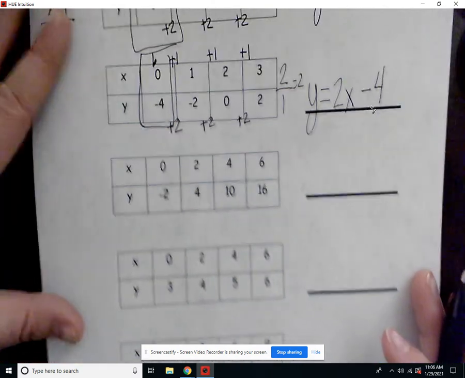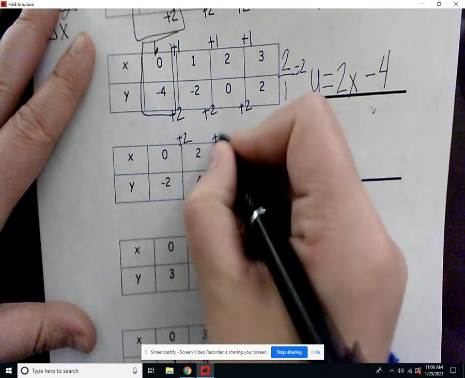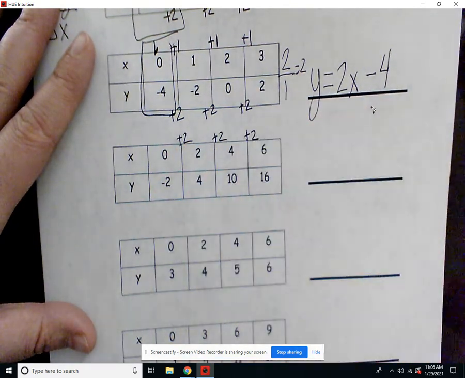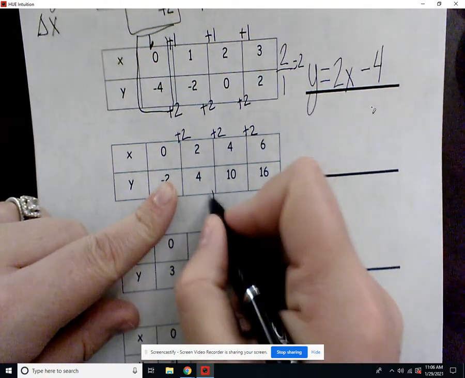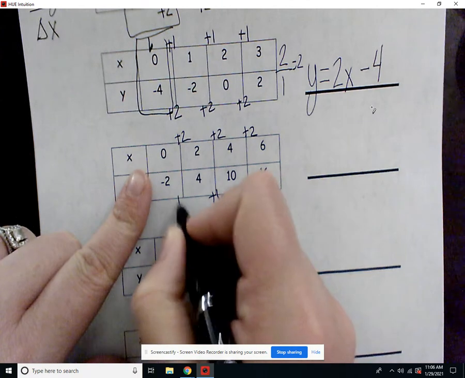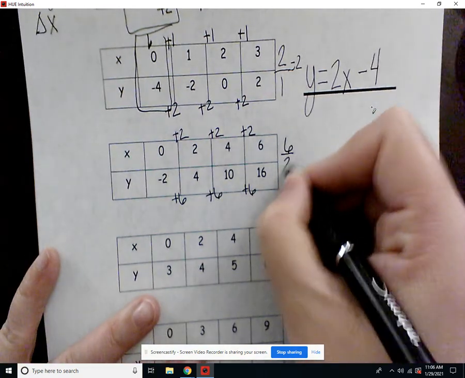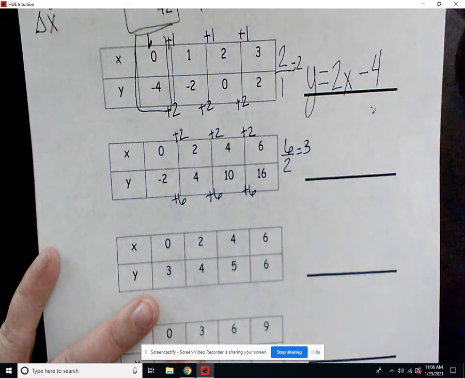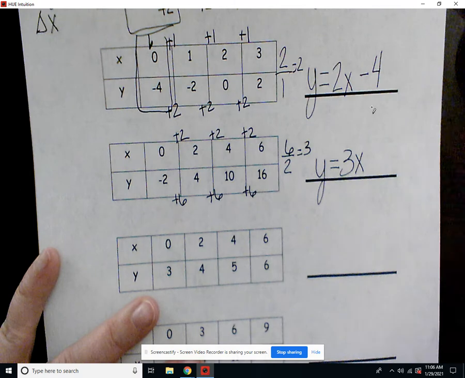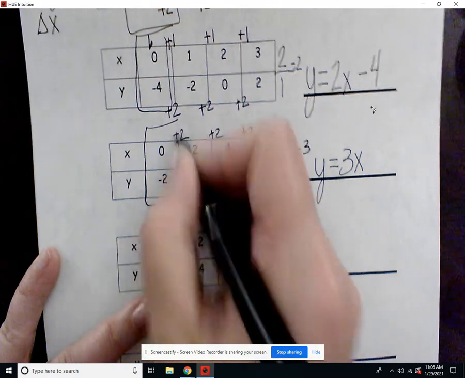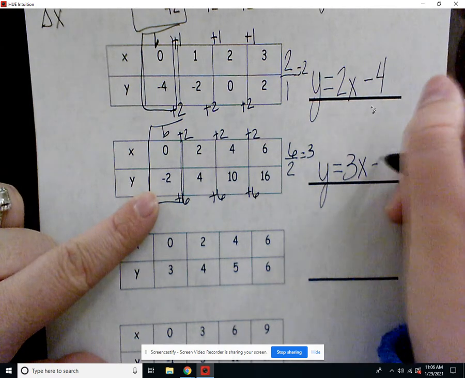All right, the next one. This time our x's are counting by 2's. And again, with negatives and positives, skip it and go to the positive. So 4 to 10 is adding 6, so we are adding 6 all the way. We have 6 over 2, which is 3. So we're going to have y equals 3x. And since x is 0, our b will be the y, which is minus 2.